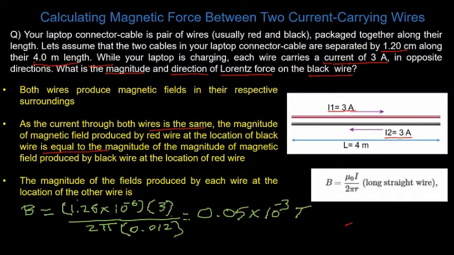Why should that be true? Because we have seen the formula, which is shown here. The magnetic field of a straight wire is given by mu 0 I divided by 2 pi r, where r is the position where you're calculating the magnetic field relative to the straight wire. This is your r. And the current is the same. So the magnitude of the magnetic field due to the red wire at the location of the black wire comes out to be this. That's the magnitude.